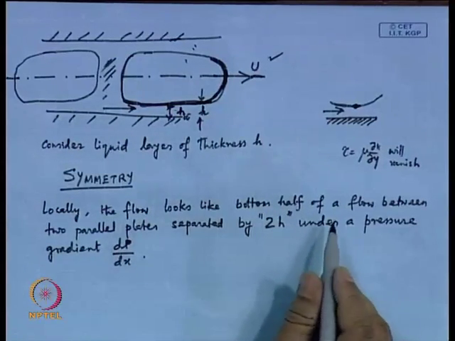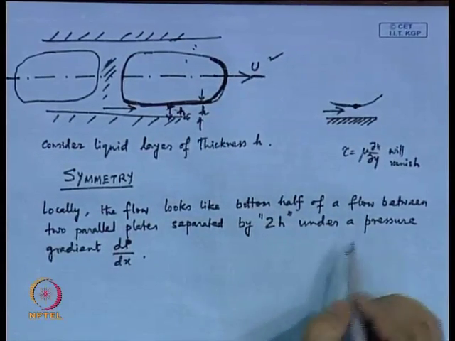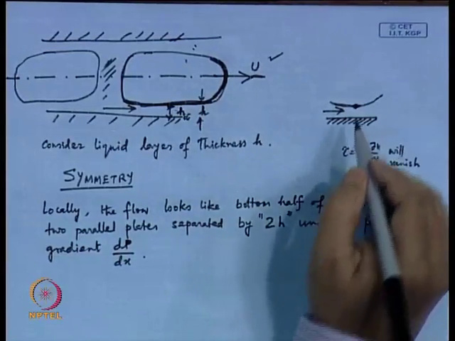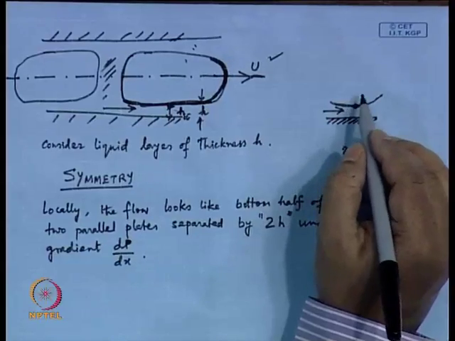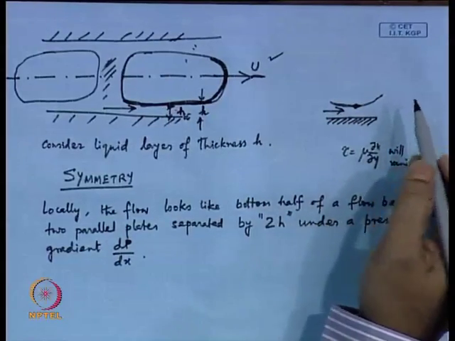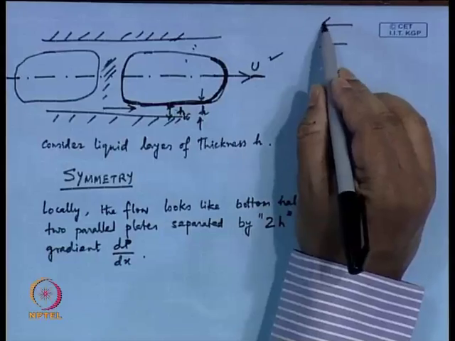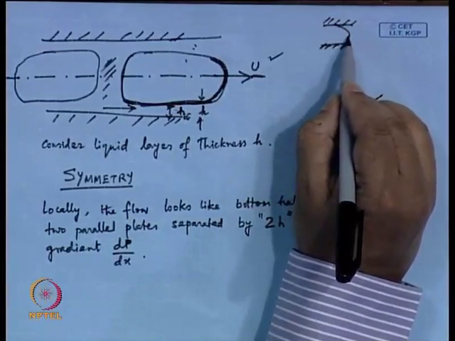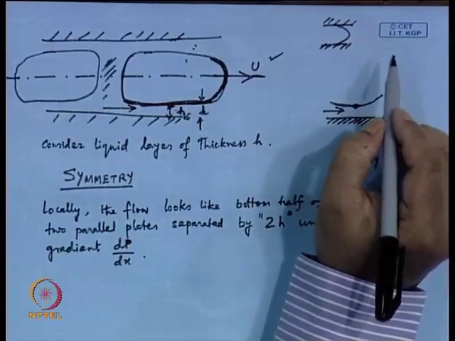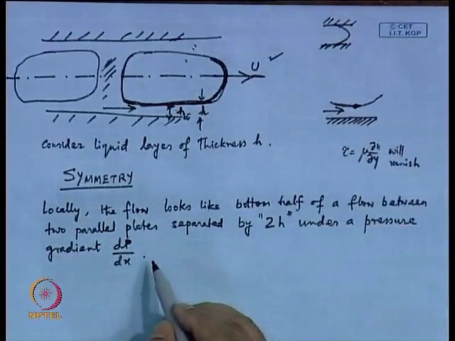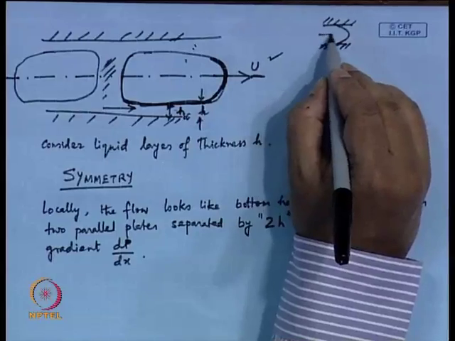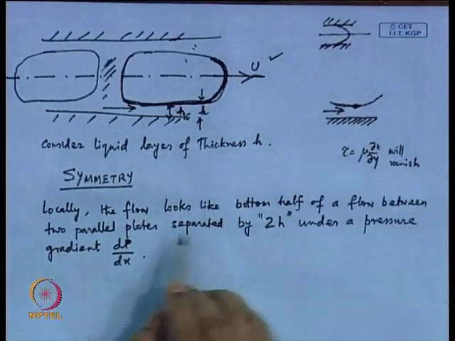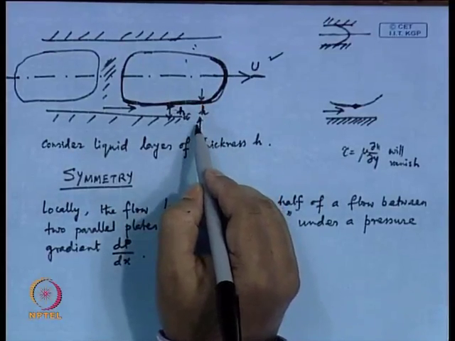What that means is, what would be the flow between two parallel plates separated by 2h under a pressure gradient? I mean, what kind of flow are we talking about? If there are two fixed parallel plates and then you have a flow, what kind of flow do you get? You get a parabolic velocity profile, right? What you are getting here actually is half of it. So, this distance is h. We are talking about this annular film as h.